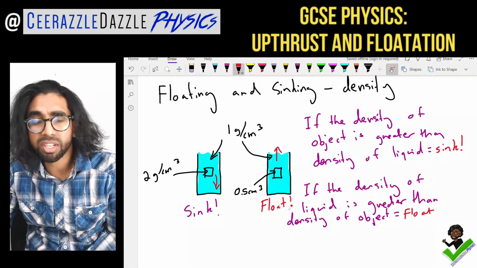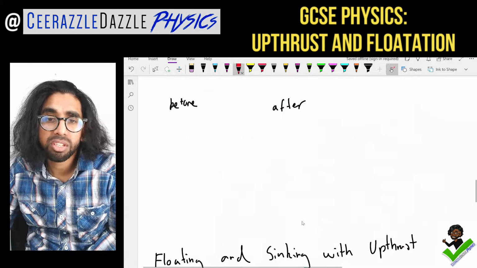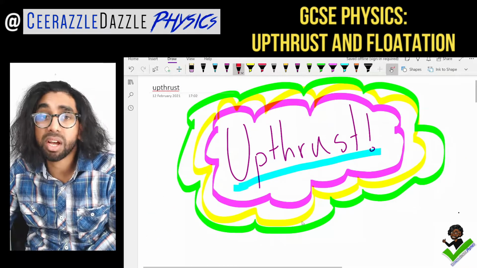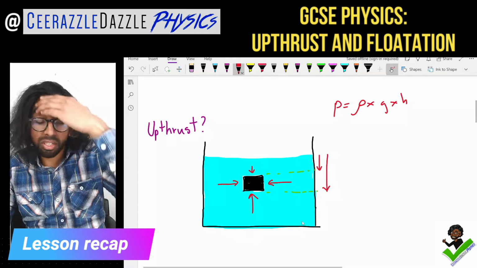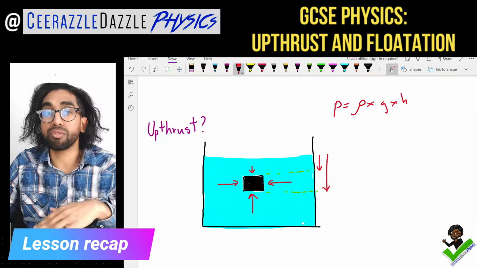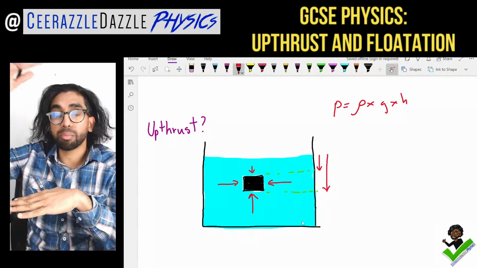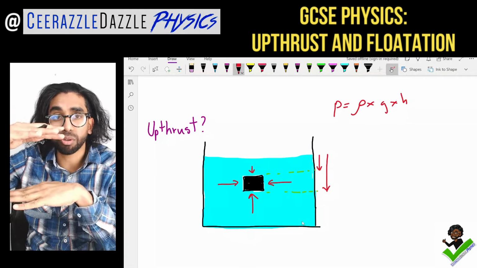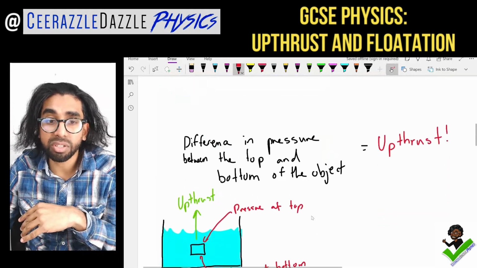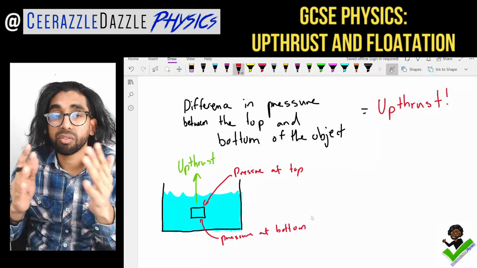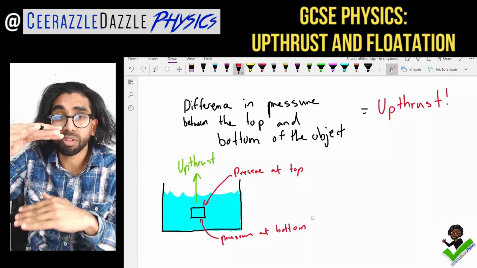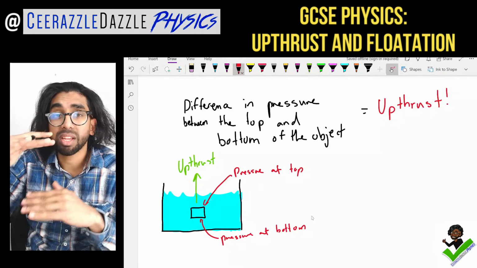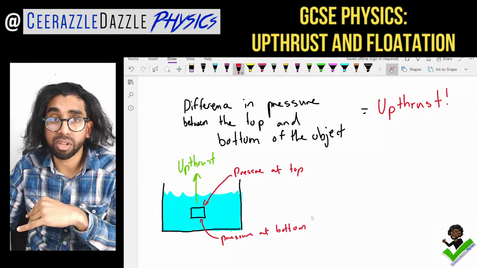So we talked about quite a lot today. Let's have a quick recap from the top. Scrolling up right to the top, we did upthrust. The upthrust, guys, can be looked at in terms of the pressure acting upon an object. If you look at an object inside water, the pressure at the top is not equal to the pressure at the bottom. That pressure difference is equal to the upthrust. That pressure difference between the top and bottom of the object will cause a force to be experienced by the object. That force will be known as the upthrust.